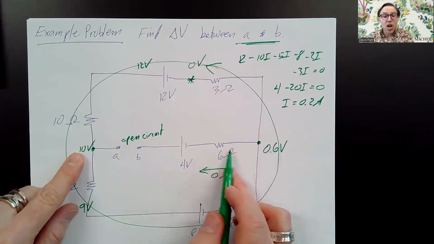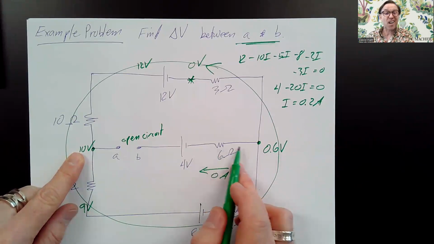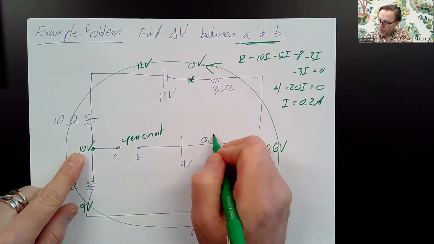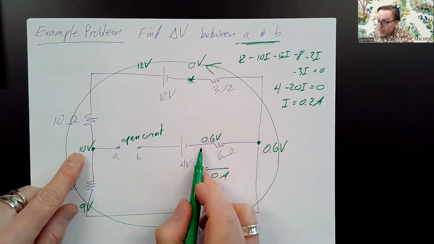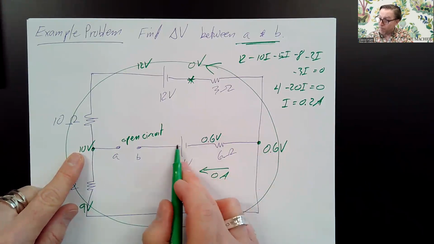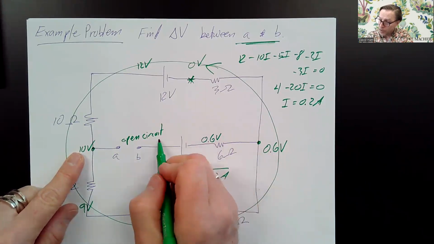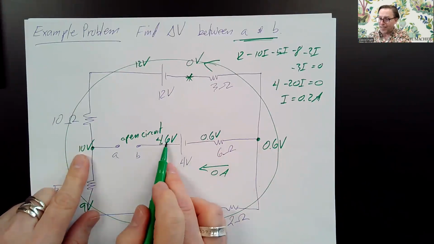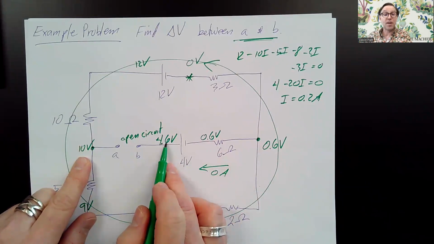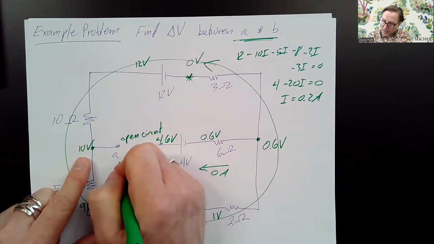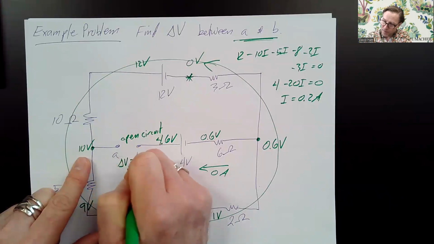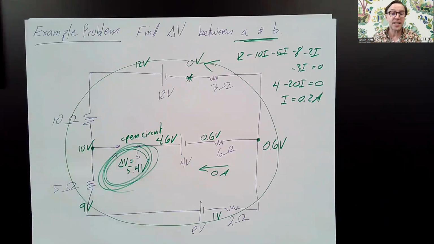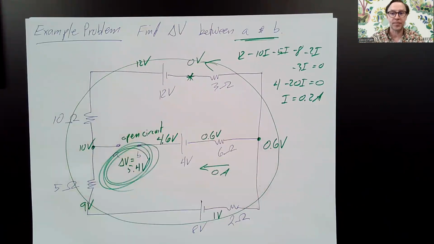The potential difference across here, V equals IR, I is 0. So there's no potential difference. So this is still 0.6 volts. So the potential difference across here, it's a battery. So I'm going to gain 4 volts. So it's 4.6 volts here. What's the potential difference between 4.6 and 10? 5.4. So the delta V here equals 5.4 volts. And that is the answer the book got. So we got the same answer as the book here.